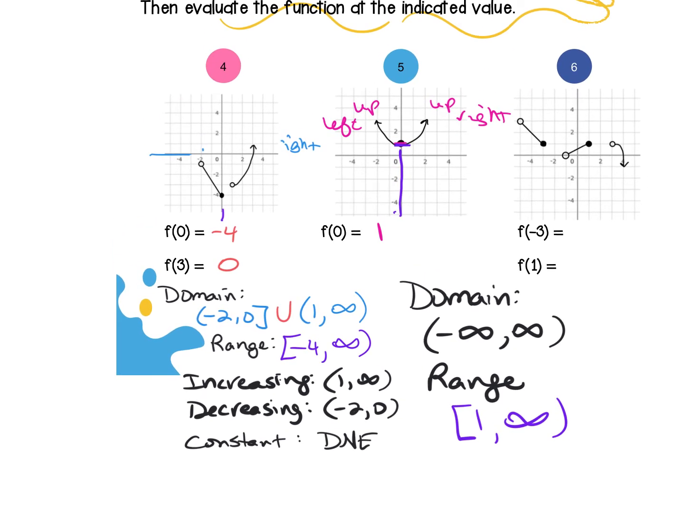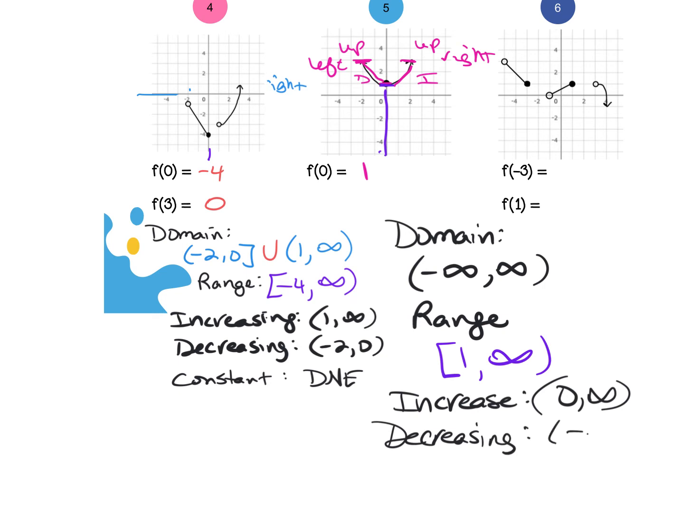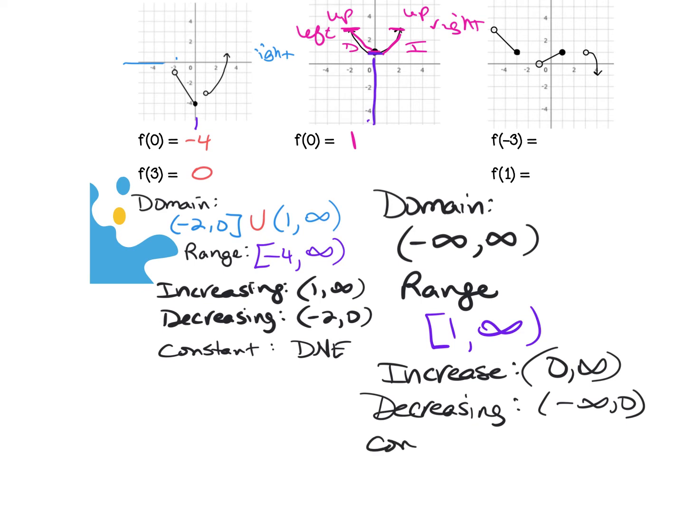And notice this side of my graph is the decrease, and this is the increase. Don't look at the arrows, because you may think that left side is increasing because it's pointing up, but the line is slanting down. So the increase is that right side of the graph, which is 0 to infinity, and the decreasing is going to be from -infinity to 0. There is no constant on this graph, so the constant is DNE.